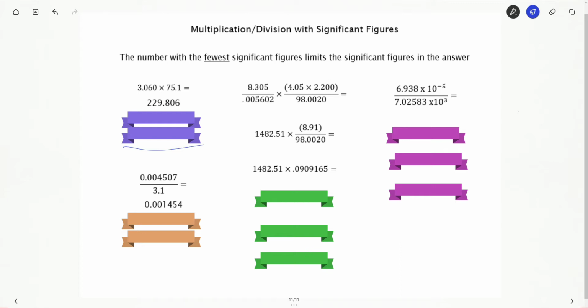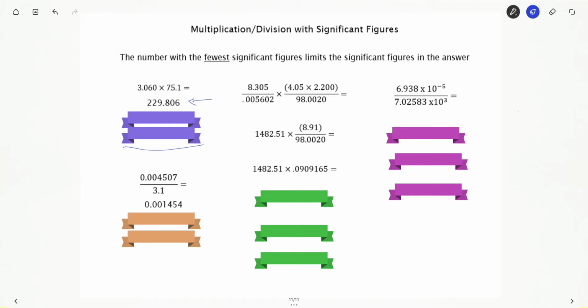Really simple multiplication. I'm just multiplying two numbers here, and this is what my calculator spits out. Now again, do not trust your calculator. It will not give you the correct number of sig figs. 9 times out of 10, it will not give you the correct number of sig figs.